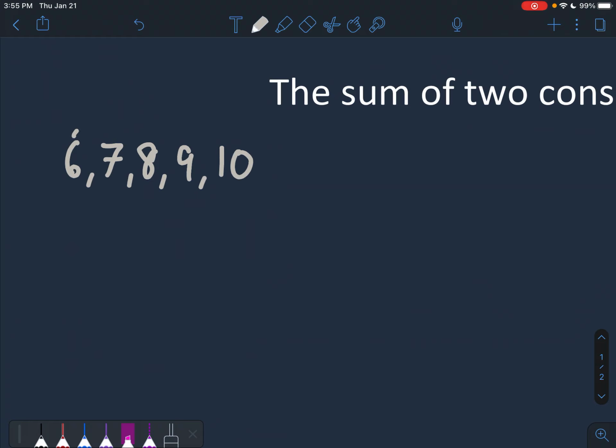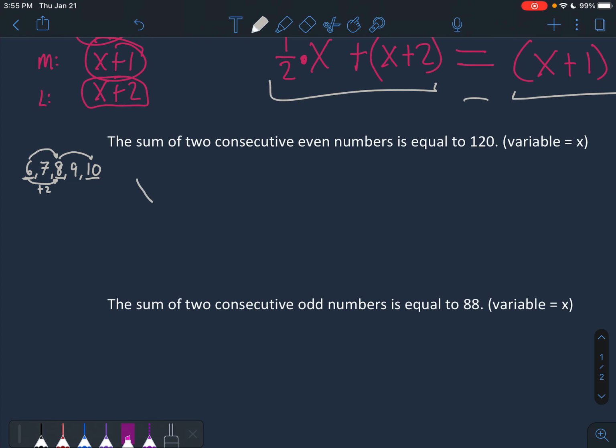Take a look at what's happening here. To get from an even number to the next even number, we're skipping over 1. So instead of adding 1 to get to the next number, we need to add 2 to get to the next even number. So we're going to start at 6. We're going to go up to 8. We're going to go up to 10. So in order to get to the next one, I'm going to add 2. So my first number is going to be x. My next number is going to be x plus 2.